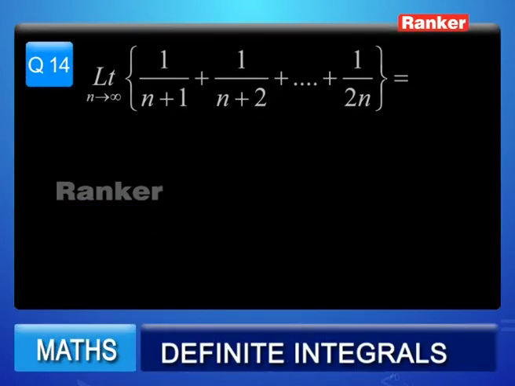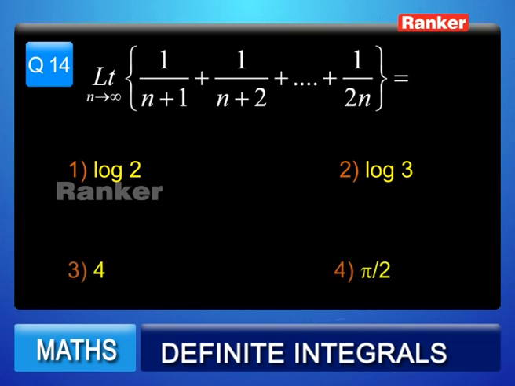Let's move to the next question, question number 14. Limit n tends to infinity of 1 by n plus 1 plus 1 by n plus 2, and so on up to 1 by 2n is equal to: first option log 2, second option log 3, third option 4, and fourth option pi by 2.